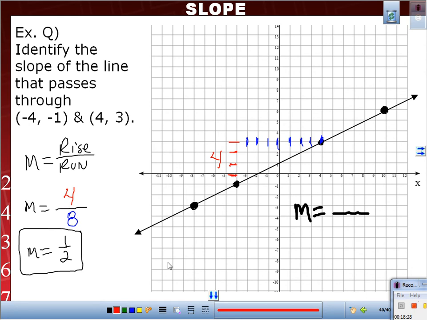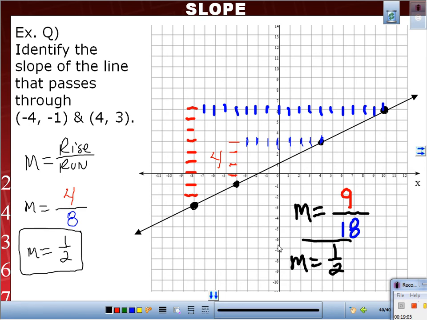Let's see, who can help me with a rise? Xavier. So from here, how many steps up? 9. Let's see, 1, 2, 3, 4, 5, 6, 7, 8, 9. That is correct. That goes on our rise. Okay. And what's the run? Justin. 18. Let's see, 1, 2, 3, up to 18. Hands if you got that. And what is our last step? Simplify. M equals 1/2. What do we notice? That it's the same slope.